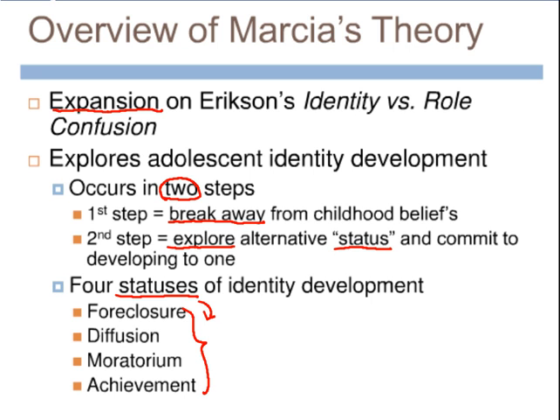The guiding question here is, how do the adolescents develop their identity? He first talks about the two steps. Step one is an adolescent must break away from their childhood beliefs, and then they must explore alternative statuses. There are 4 statuses listed below: the foreclosure, diffusion, moratorium, and achievement. And that's what we will be talking about.